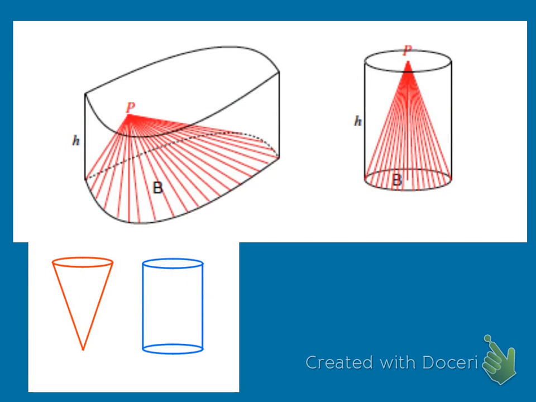Okay, now we're going to look at cones, and the first one on the left is kind of a general picture of a cone. Remember, this was sort of our general picture of a cylinder, and so the cone is defined in terms of the cylinder. So P is a point somewhere on the top of the cylinder, and then it has lines radiating down to the perimeter of the base of the cylinder.